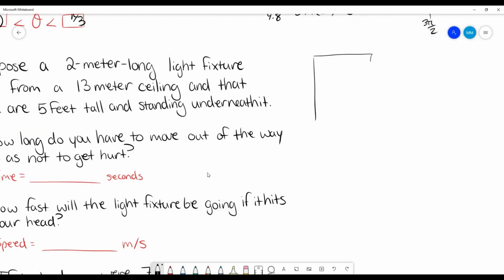So let's say we're in this room and there is a light right here. And I'm just going to draw it like that. The length of the light is 2 meters. The height of the ceiling is 13 meters. And I, or you, right down here, are your own 5 feet. And what you'll notice right now is that we're using 2 different units, so we're going to have to take a second to address that once we get started.